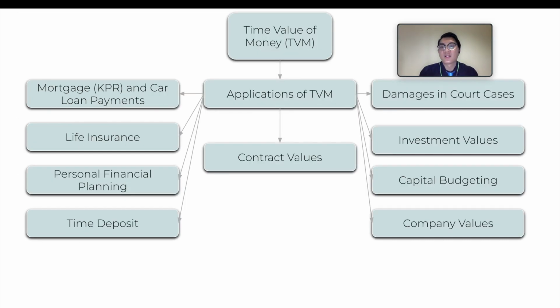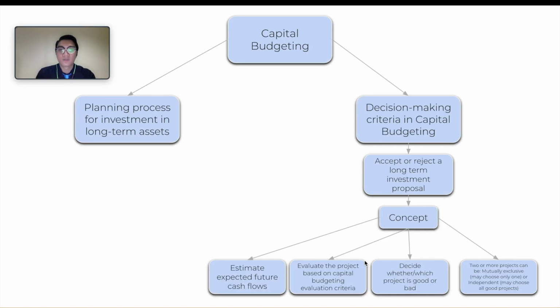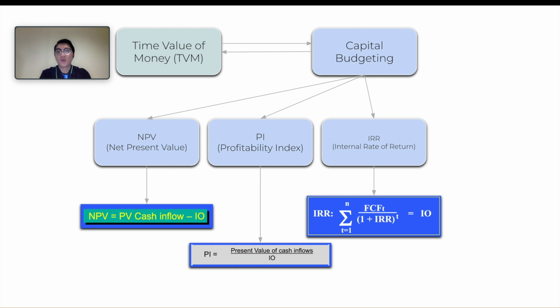And there are several applications of the time value of money. It can be used for mortgage and car loan payments, life insurance, personal financial planning, time deposits, and so on. After that, we have capital budgeting. It is a process for investment in long-term assets. Also, it is a decision-making criterion on whether we should accept or reject a long-term investment proposal. To know all the criteria, we need to understand several things, which are NPV, PI, and IRR.